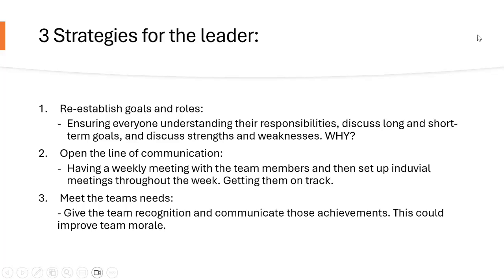I broke it into 3 strategies for the leader as a manager, what they could do to get these people on board. I said reestablish goals and roles, have an open line of communication, and then meet the team's needs. What I mean by reestablish goals and roles is ensuring that everyone understands their responsibilities specifically, discussing long and short-term goals, and discussing strengths and weaknesses.